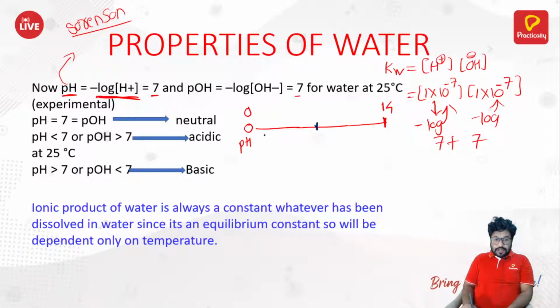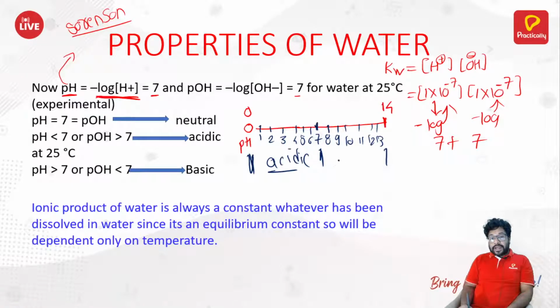So this is 0, 1, 2, 3, 4, 5, 6, 7. Then you have 8, 9, 10, 11, 12, 13. Now you know that this side, 0 to 7, is acidic, and this side, 7 to 14, is basic. So basically your pH, if it is between 0 to 7, as you can see here, is acidic.